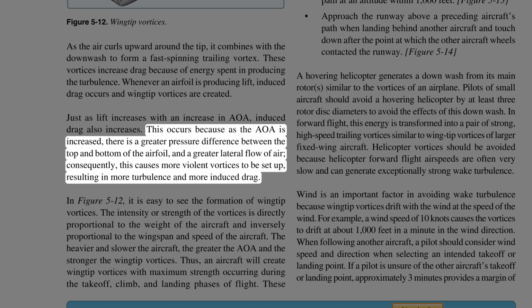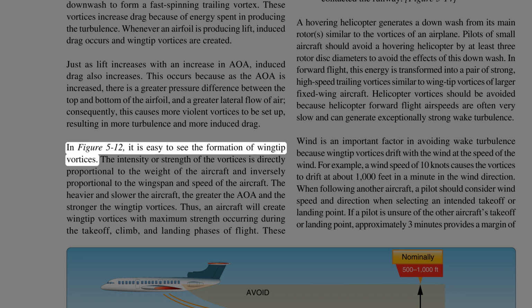This occurs because as the AOA is increased, there is a greater pressure difference between the top and bottom of the airfoil, and a greater lateral flow of air. Consequently, this causes more violent vortices to be set up, resulting in more turbulence and more induced drag. In Figure 5-12, it is easy to see the formation of wingtip vortices.